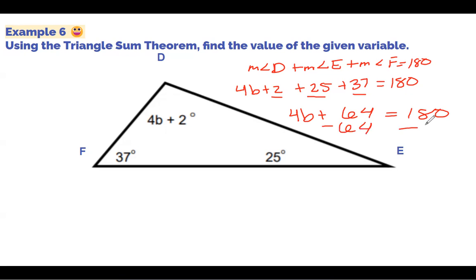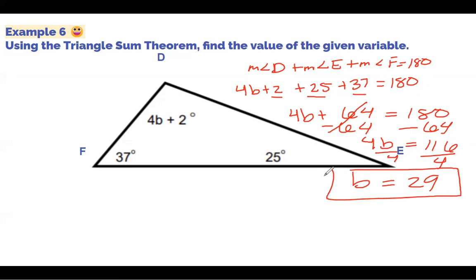Subtract 64 on one side, subtract 64 on the opposite side. I'm left with 4B equals 180 minus 64. There you go, 116. Divide by 4, and we're left with B equals beautiful 29. Now let's go ahead and find the measurement of angle D, sorry.